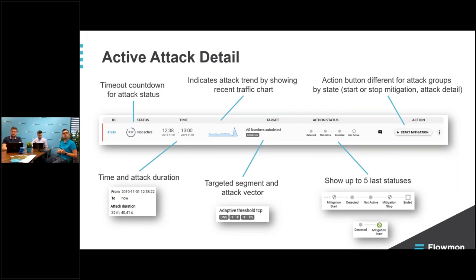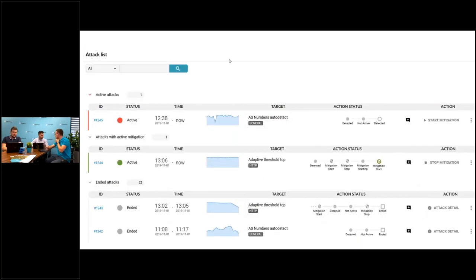And there is an action button, which is different for attack groups by state. I will show you on this screen. Here you can see that there are attacks grouped by the state. So we have active attacks with active mitigation, and the ended attacks, and each has a different action button, so it allows you to do what you need to do with the attack in just one click, respecting its status. Okay, let's move on.